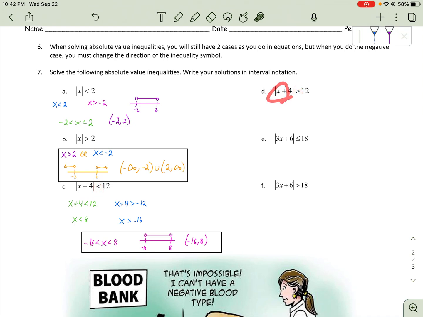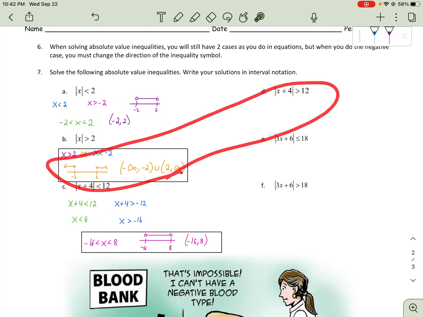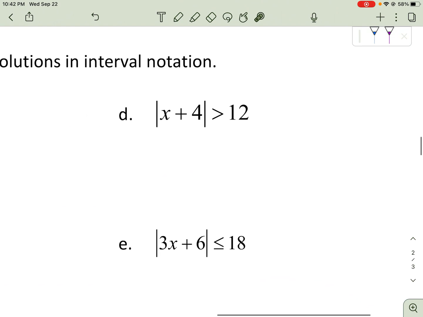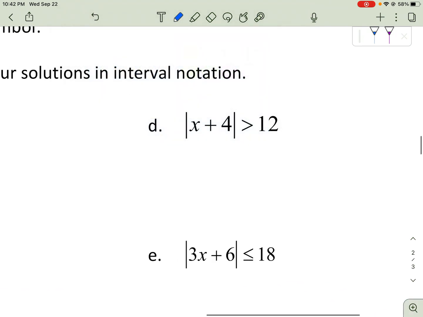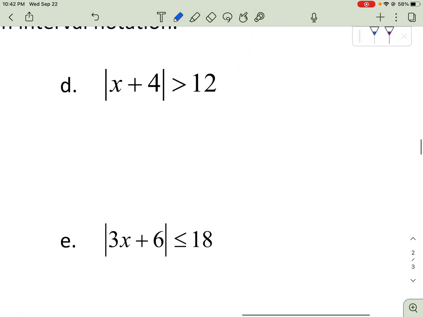So as long as x is over here and it's greater than, that's actually when it turns into an OR problem. If x is over here and it's less than, it's an AND problem. Notice how both of these were AND problems. So part D is going to look more like part B. But you don't need to memorize that, you can just think about it. When you get your 2 solutions, can they happen at the same time or do they happen separately?